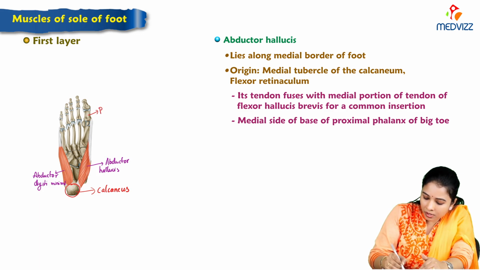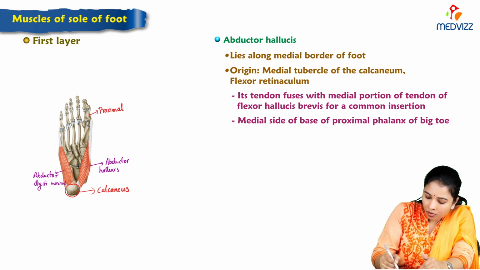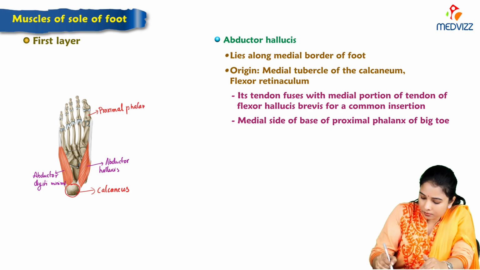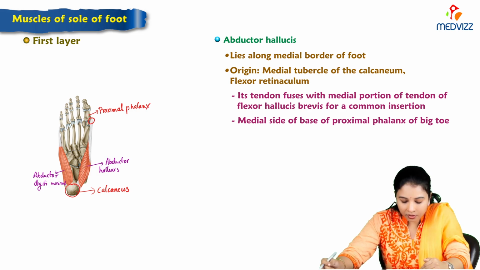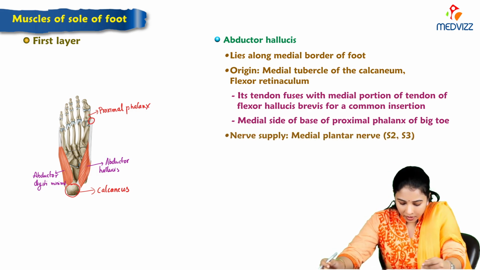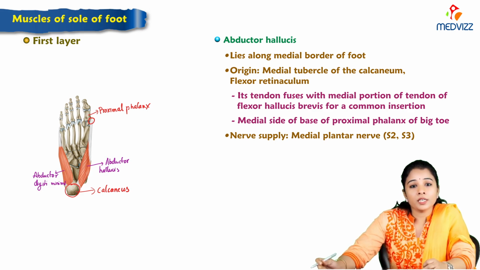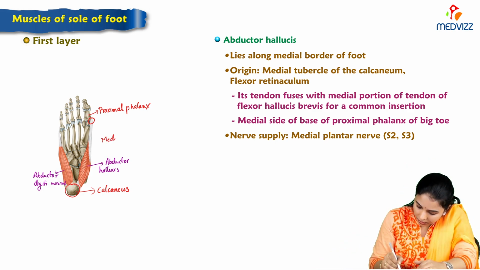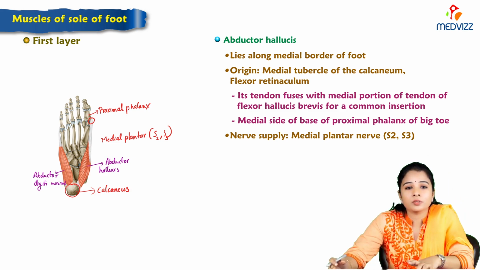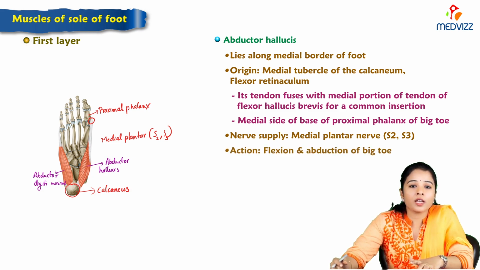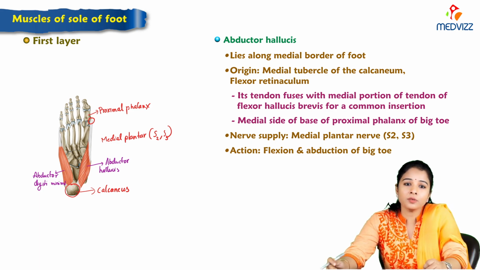So this is the proximal phalanx of the great toe. So it gets inserted here to the base of the proximal phalanx along the medial border. Nerve supply of abductor hallucis is the medial plantar nerve. Medial plantar nerve, the root value is S2 and S3. And it also helps along as it blends with the flexor hallucis, so it also acts as a flexor of the big toe. So it helps in the flexion as well as abduction of the big toe.